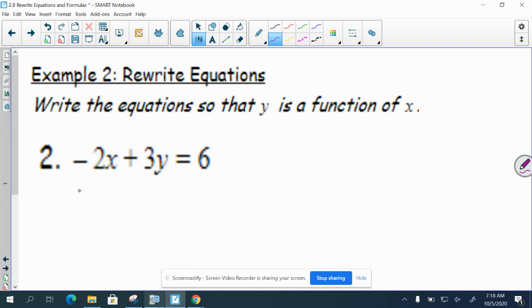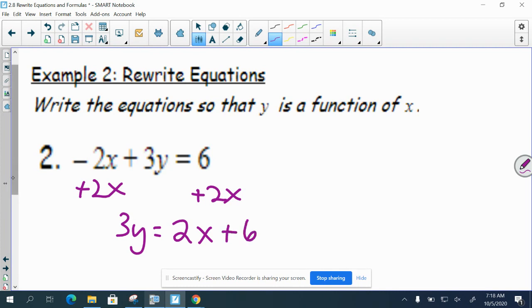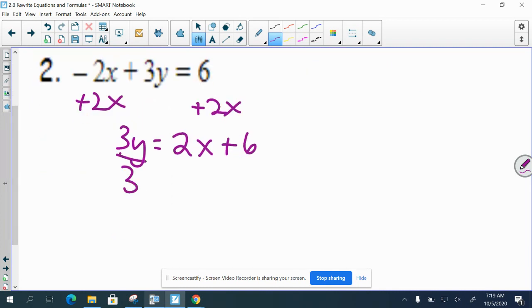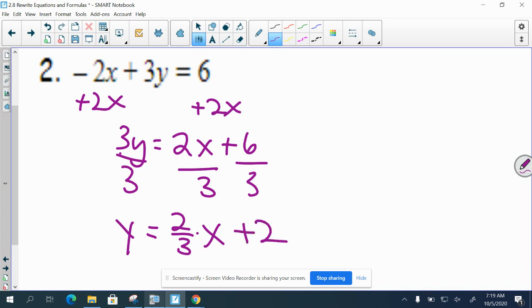So here we're going to add the 2x term over. So we'll write 3y equals, we write the x term first, so 2x and then plus 6. And then divide each term by 3. So then you'll have y equals, pull out the 2/3 as a fraction, 2/3 x. And then the x isn't in the numerator or the denominator, it's just multiplied by 2/3. And you don't have to use the multiplication symbol, you just write 2/3 x plus 2.